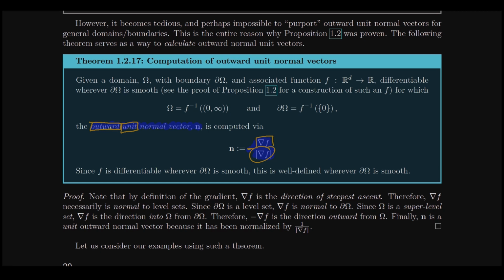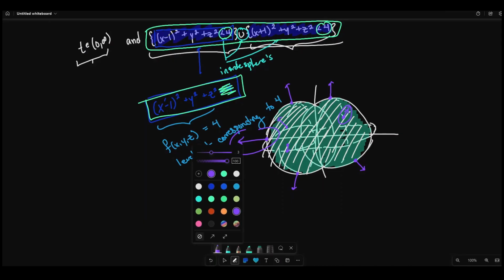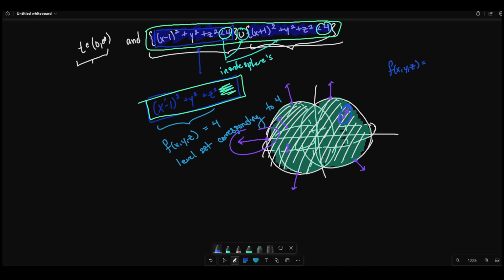So let's jump back to the whiteboard. I'm going to show you really quick that I could compute this outward unit normal vector by looking at my function, right? My function is f of x, y, z. And this is the function for the right-hand sphere, so I'm going to be looking at the function right here. This is (x minus 1) squared plus y squared plus z squared. I'm going to compute negative gradient f divided by the absolute value, or magnitude, of the gradient of f.